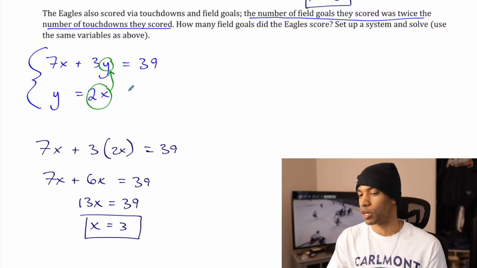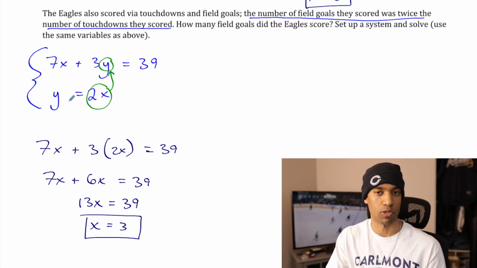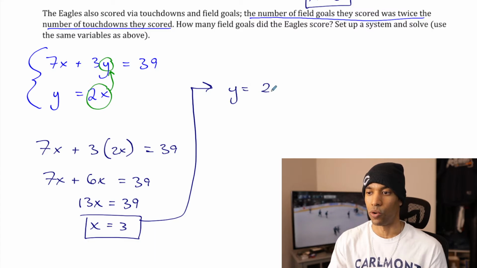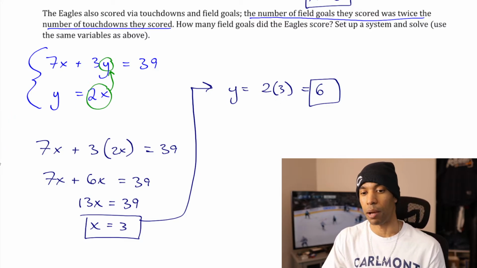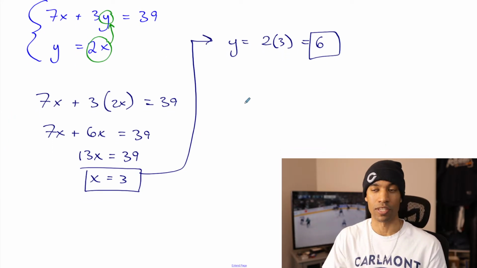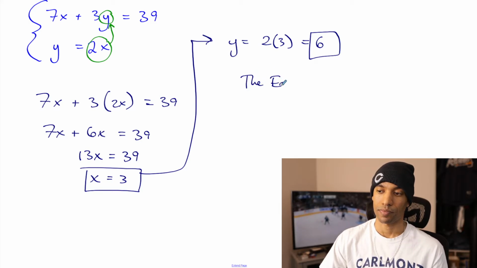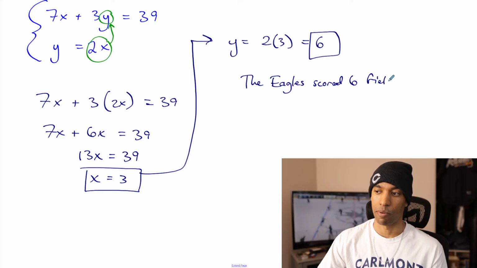Use an equation that works best for you. I like the one, not the points one. I like the one that says you scored twice as many field goals as you did touchdowns. If you scored 3 touchdowns, guess what? You scored 6 field goals. Not that you scored 6 points off field goals. The ball went through the uprights 6 times for 18 points. That's a lot of field goals to be kicking. The Eagles scored 6 field goals.